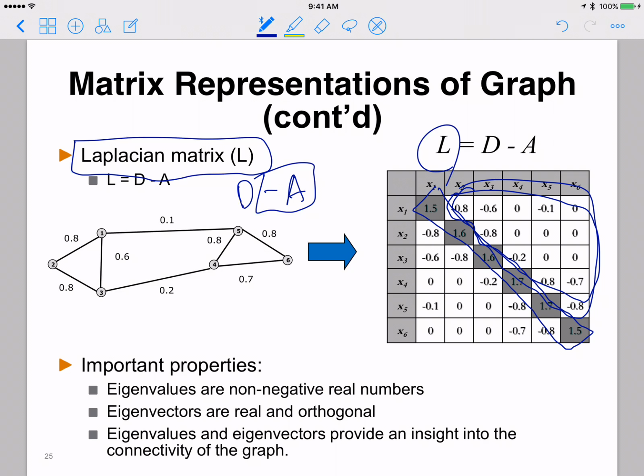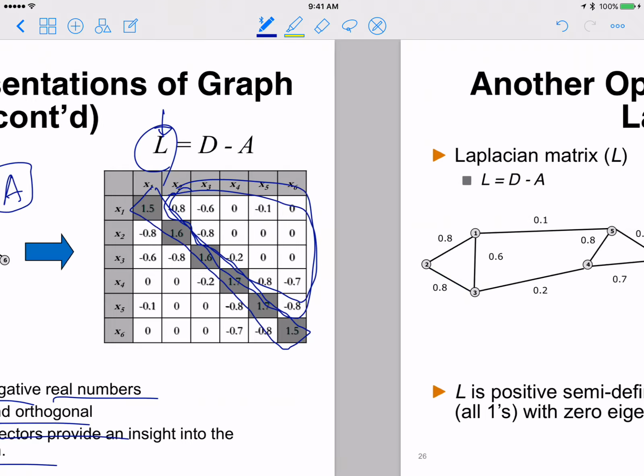Okay, so this is our Laplacian matrix, and it has quite a number of interesting properties. These properties are as follows. Eigenvalues of this Laplacian matrix are non-negative real numbers, and eigenvectors are real and orthogonal, and so on. All these come from linear algebra, but I'll try to minimize the linear algebra content, because we had too much linear algebra in the previous lecture.